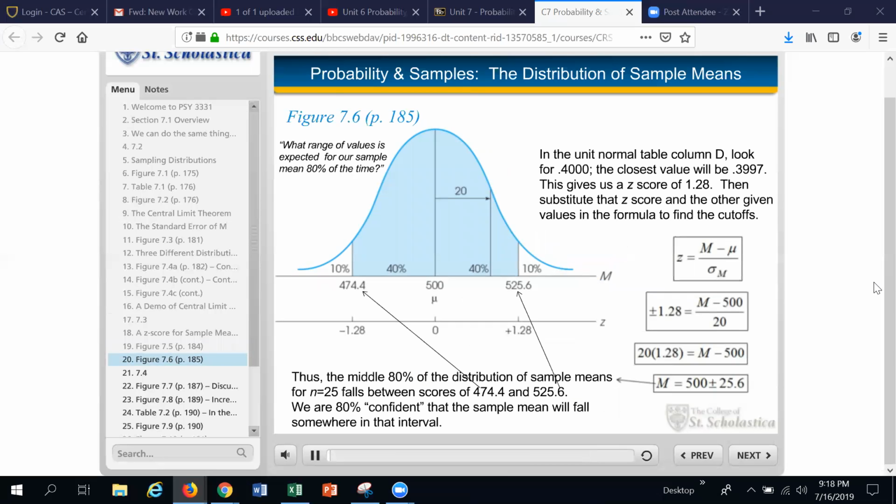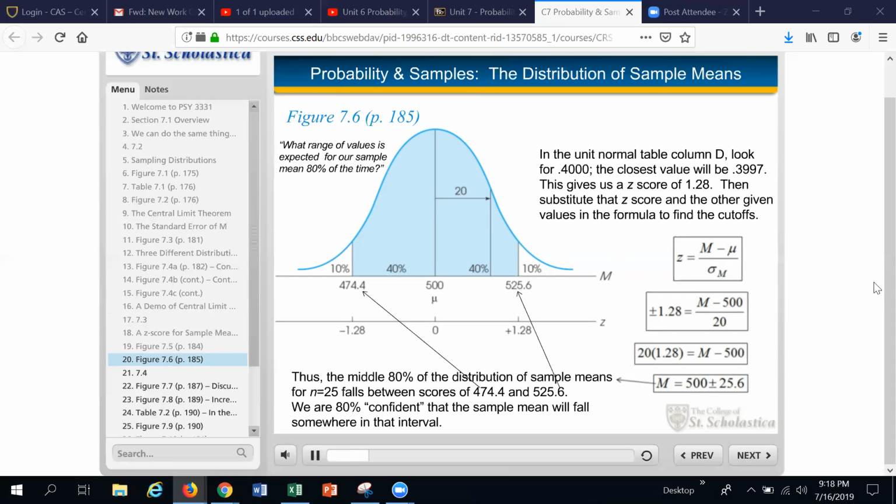Figure 7.6 is an illustration of example 7.3 from your textbook. Again, asking questions about SAT scores and a sample of 25 students. This time, we are asking a slightly different question. Do you remember back in the preceding chapter how we could ask various types of questions about the tail of a distribution, or the distance from the mean, or the middle part of the distribution? Well, the same thing applies here.